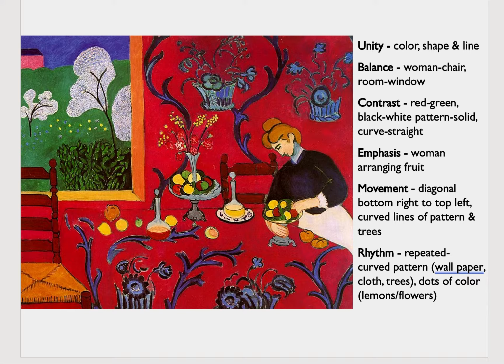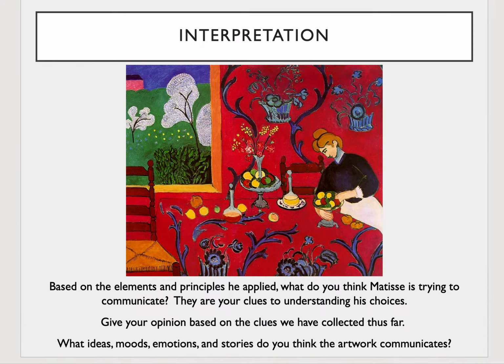I know this is very new and very hard for you all, because all of this is new, but it'll come easily. It'll come faster. We're just going to practice. You're going to get the chance to practice. Okay, now we're going to interpret this. So based on the elements and principles that he applied, what do you think Matisse is trying to communicate? They're your clues to understanding his choices. Give your opinion based on the clues we have collected thus far. What ideas, moods, emotions, and stories do you think the artwork communicates?